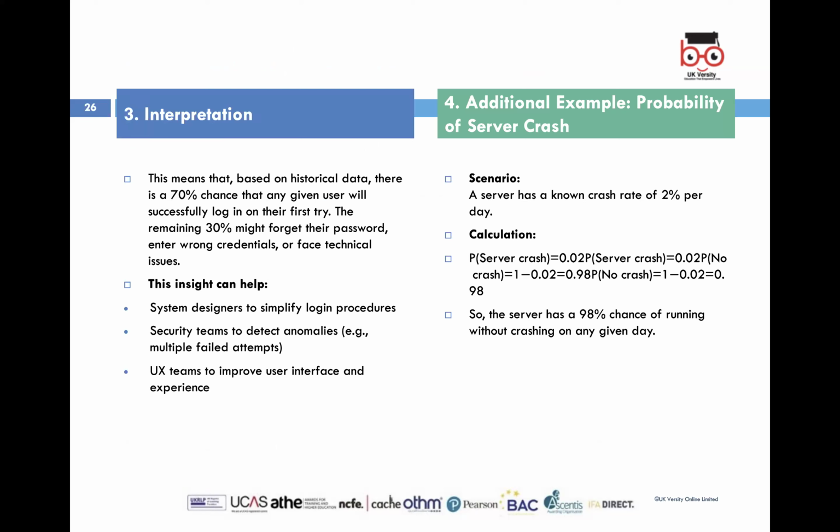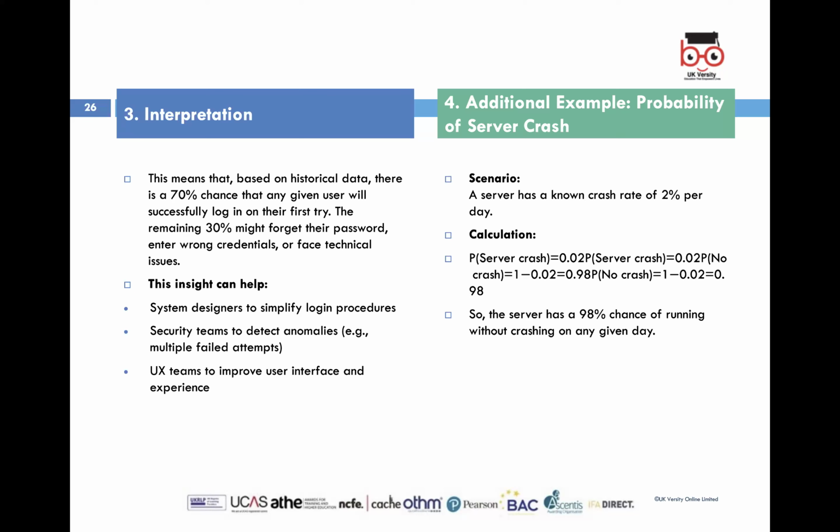Interpretation. This means that based on its historical data, there is a 70% chance that any given user will successfully log in on their first try. The remaining 30% might forget their password, enter wrong credentials, or face technical issues. This insight can help system designers to simplify login procedures, security teams to detect anomalies, for example multiple failed attempts, and UX teams to improve user interface and user experience.